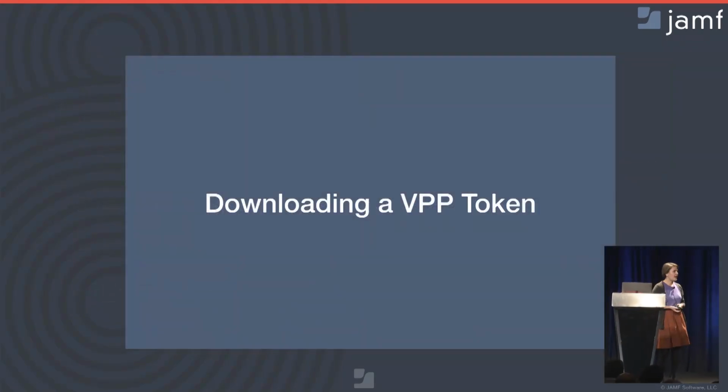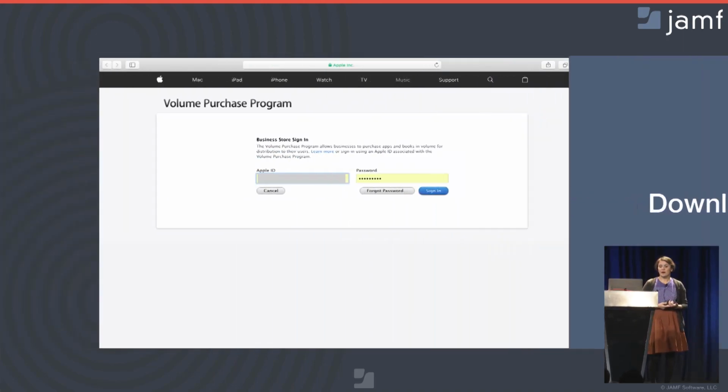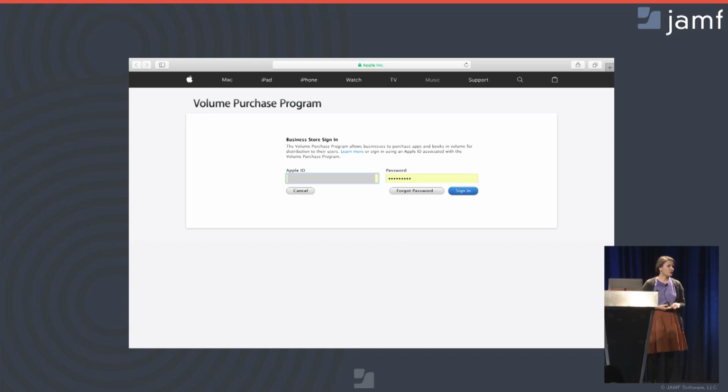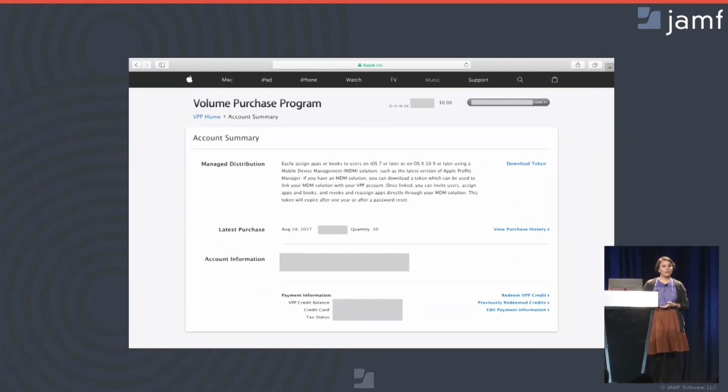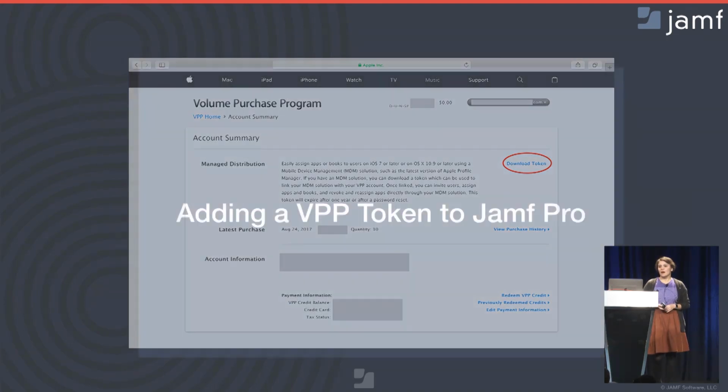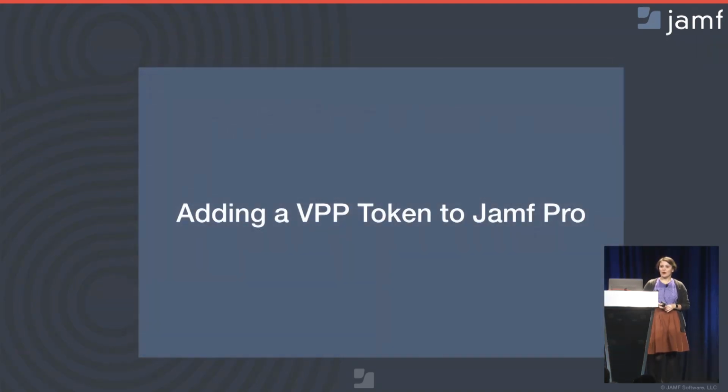So now we're going to take a look at how to download a VPP token. If you are using Apple School Manager, you would go to school.apple.com, and if you are a business, you would go to deploy.apple.com. You can log in. You would click on your account name in the top right corner and click on Account Summary, and then you would click on Download Token. The token that downloads is going to start with sToken and end with .vpptoken, so it's really easy to find. And then we'll go into our Jamf Pro server.